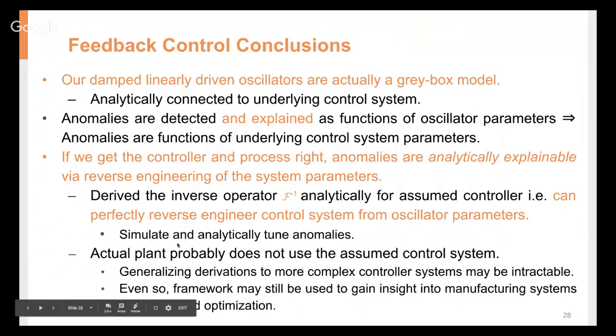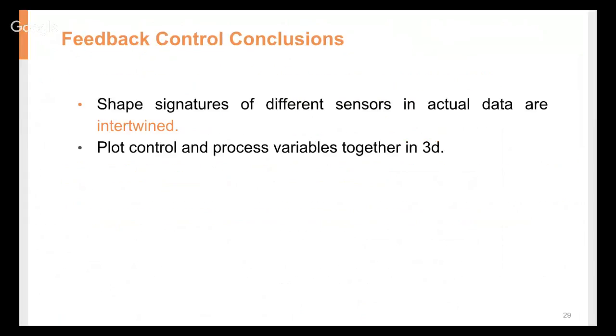The actual plant probably does not use the assumed control system. And generalizing the derivation to a more complex controller may be intractable. I haven't tried it yet, but I have a feeling it's intractable. Even so, I think the framework can still be used to gain insight into the manufacturing system for design optimization. Given the assumptions of a PI controller and whatever else I assumed in the simple controller, I've taken the oscillators that I fitted to my data and thought about what those parameters mean. Not really sure yet, but it's a work in progress.